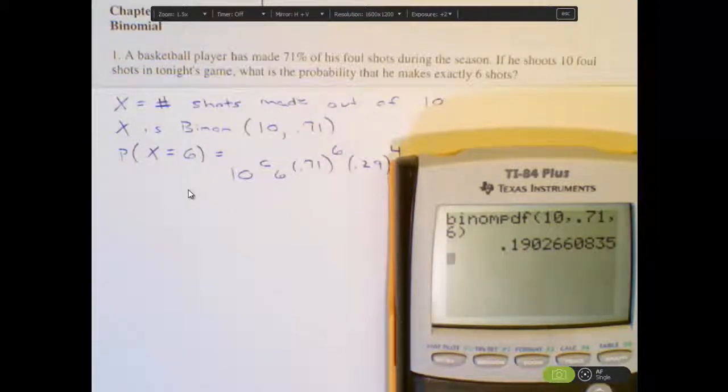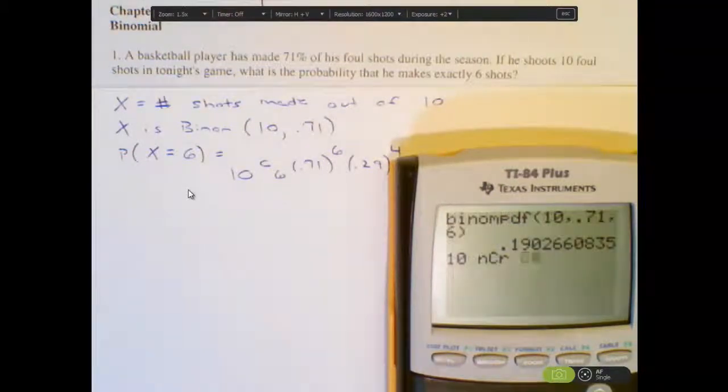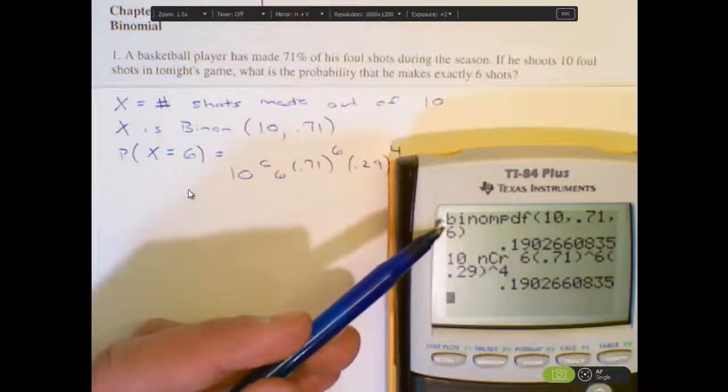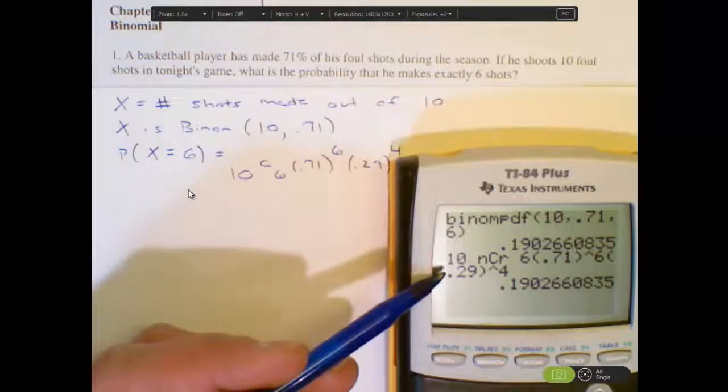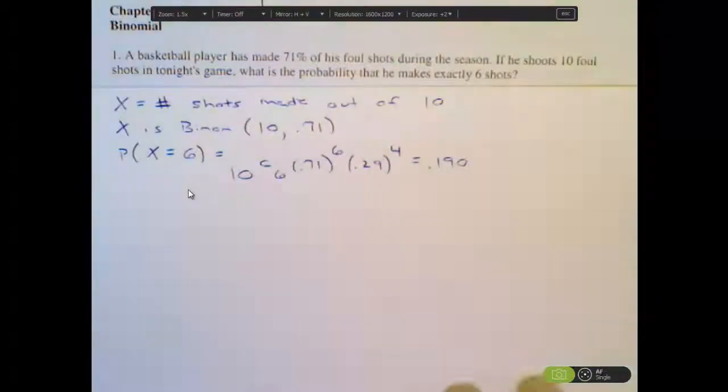All right. If you forget how to do that, you can do something similar to what you learned in Algebra 2 trig. I can go to 10, math, probability, choose 6, and type this in: 0.71 to the 6th times 0.29 to the 4th. Okay? I would prefer that you use the top method. We talked about this pretty much exclusively in class, and you should be comfortable with this, but this would kind of be a backup. Okay, in either case, there's about a 19% chance of that happening.